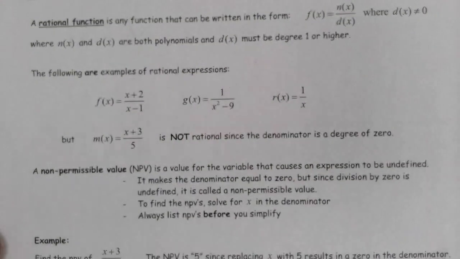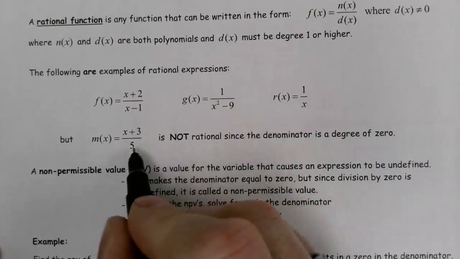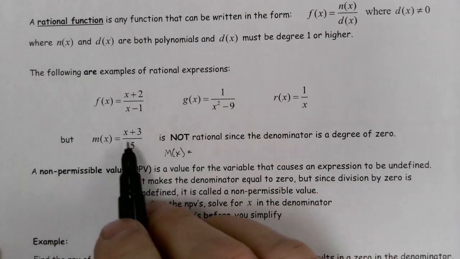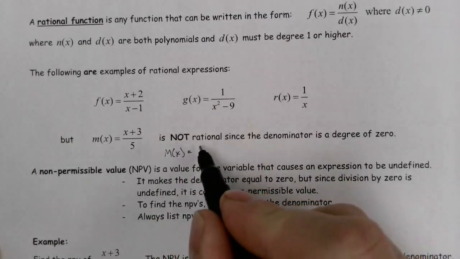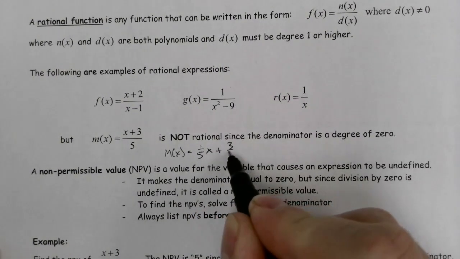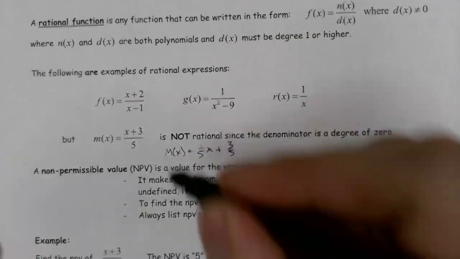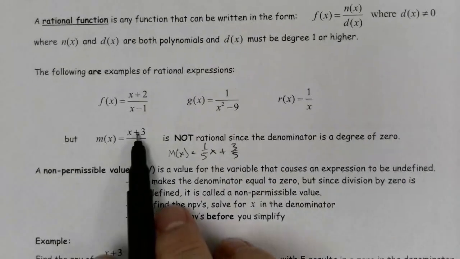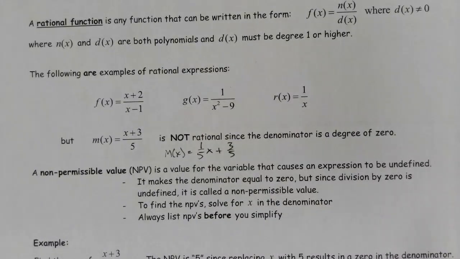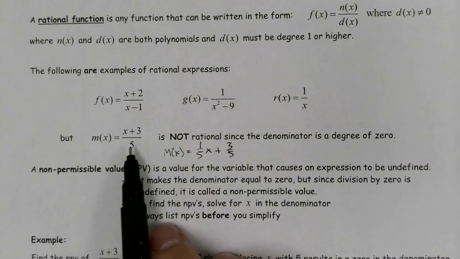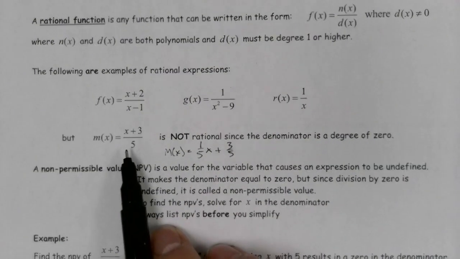Essentially, this expression right here, for example, could be written more like this. You could distribute that 5 to both of those terms and make that 1/5 x plus 3/5. The better description of that is that it's a polynomial. Could you argue that this is rational? Yeah, if you really wanted to, but a better description would be to say that this is a polynomial.